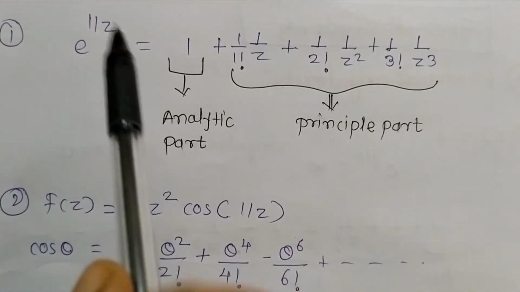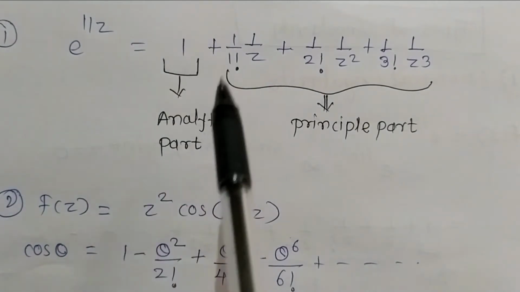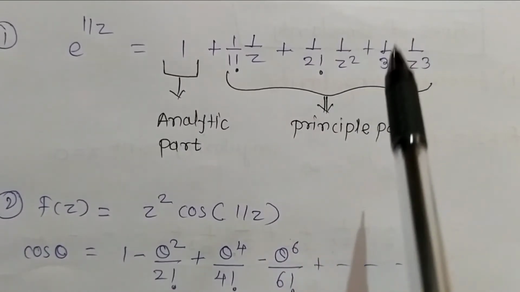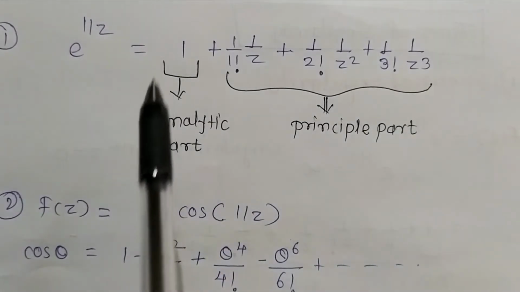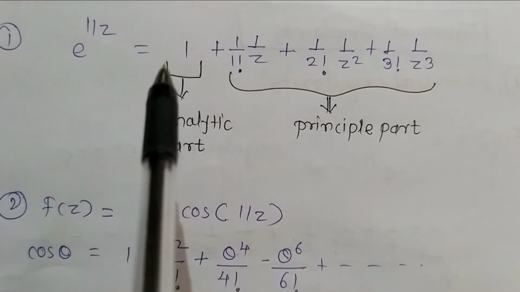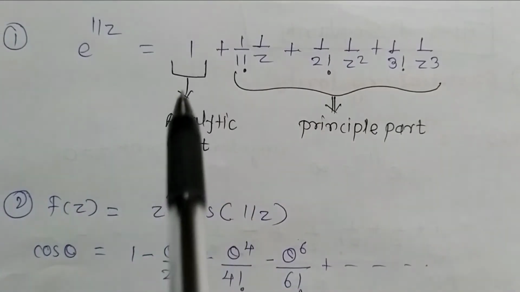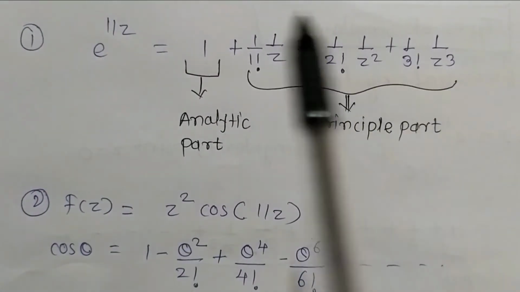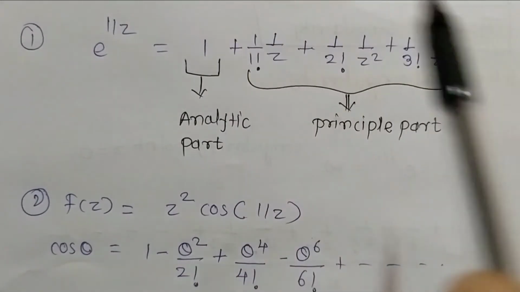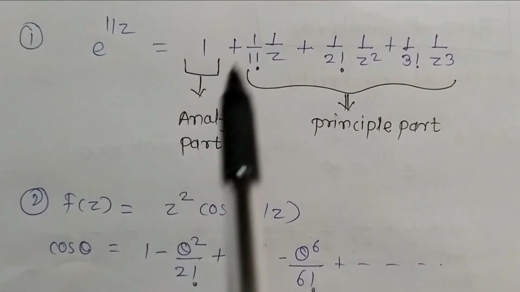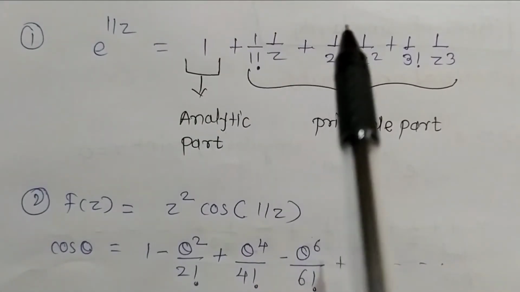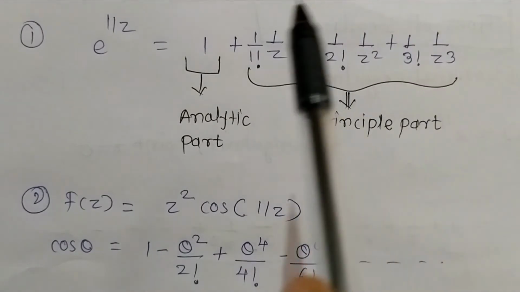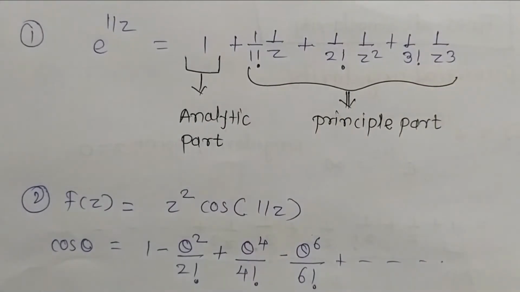For example, e raised to 1 by z is equal to 1 plus 1 upon 1 factorial times 1 by z plus 1 upon 2 factorial times 1 by z square plus 1 upon 3 factorial times 1 upon z cube. Here z raised to 0 is at the numerator, so this one is the analytic part, and in all these other terms z is at the denominator, so those form the principal part.